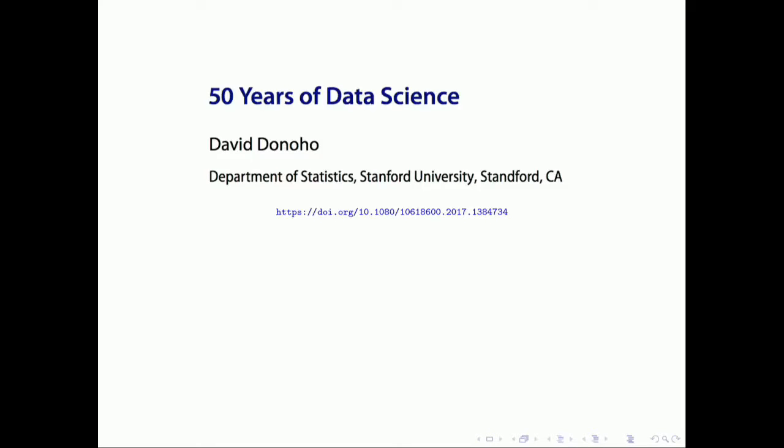More specifically, to me, this is the best paper that articulates what data science is. It's a paper, 50 Years of Data Science, by David Donoho. It just came out last year. I would really recommend reading this paper for anyone that's interested in understanding the origins of the field.